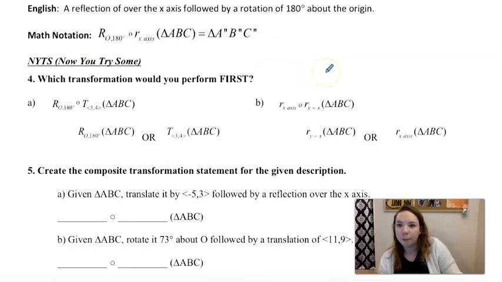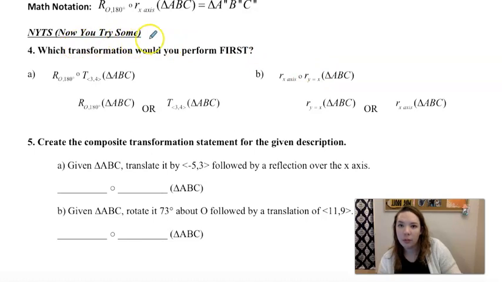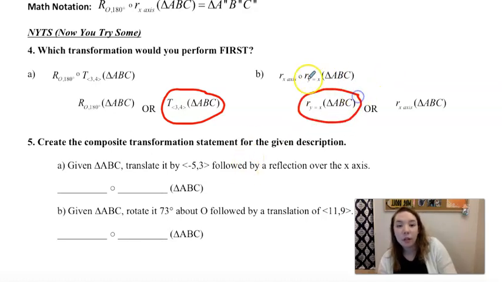So here it says, which transformation would you perform first? Since this is a rotation of 180 degrees composite with a translation of 3, 4, but we work inside out, we would do our translation first. This one says a reflection over the x-axis and a reflection over the line y equals x. And we would have to do that reflection over the line y equals x first because it's closest to our triangle ABC, working from the inside out.